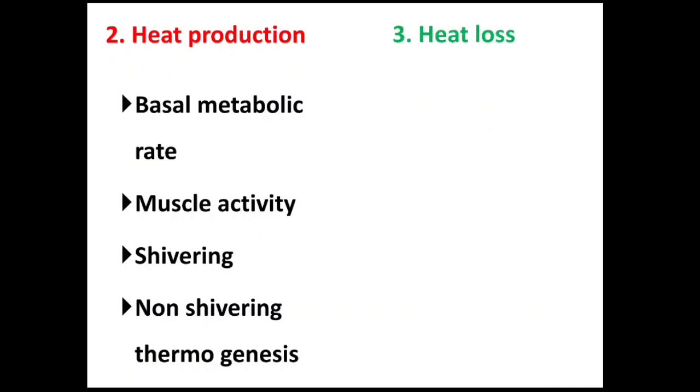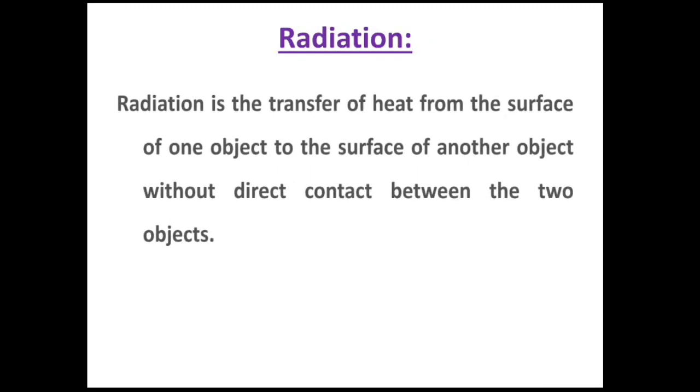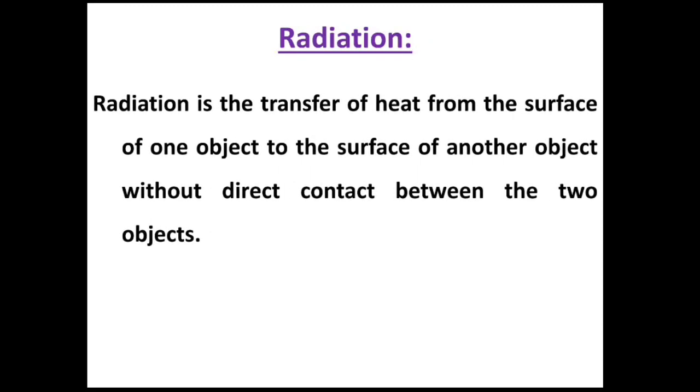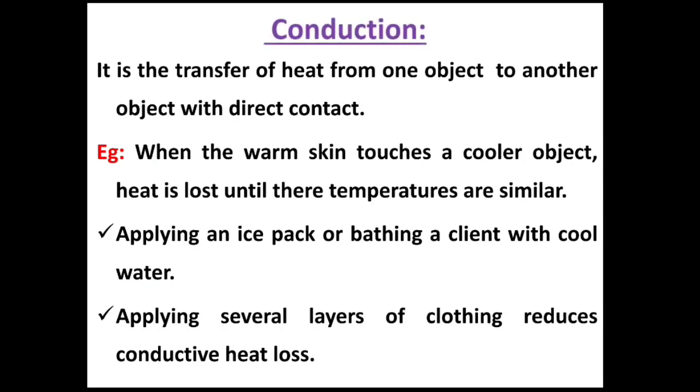Now let us see what the heat loss mechanisms are. Heat loss occurs through radiation, conduction, convection, and vaporization. What is radiation? It is the transfer of heat from the surface of one object to the surface of another object without direct contact between them. Example: the human body's surface radiates heat to the environment. Next is conduction. It is the transfer of heat from one object to another object with direct contact. Example: when warm skin touches a cooler object or when applying an ice pack, heat is lost.